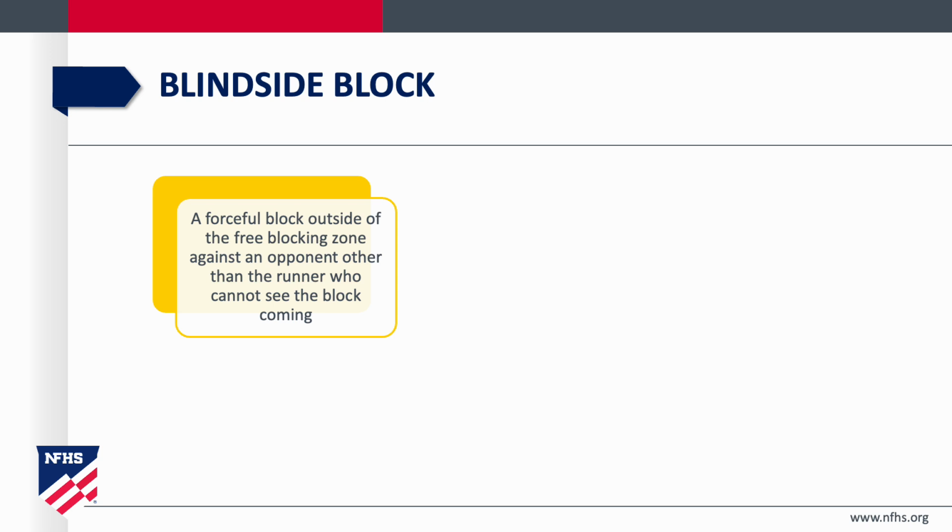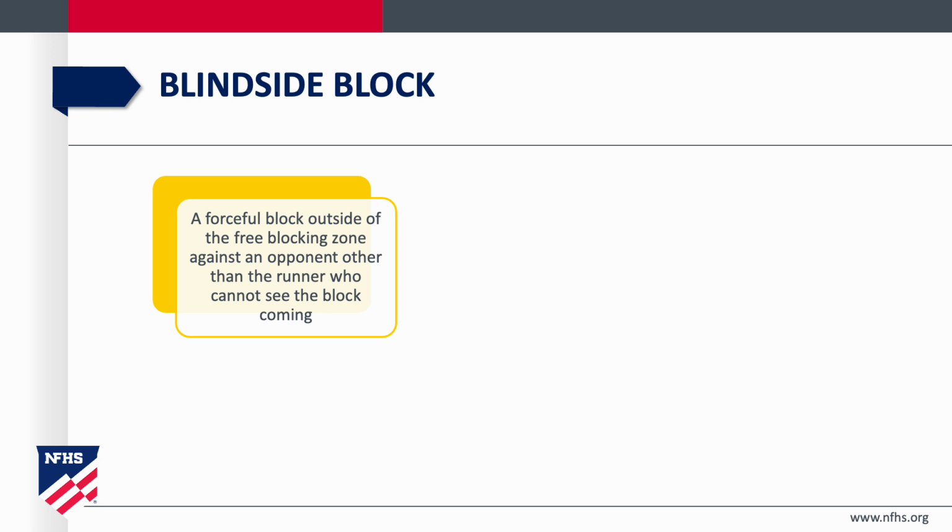A blindside block is a forceful block outside of the free blocking zone against an opponent who can't see the block coming. There are a couple of keys to this foul. First is the forceful part. We are looking for blocks that are attempting to punish the opponent.